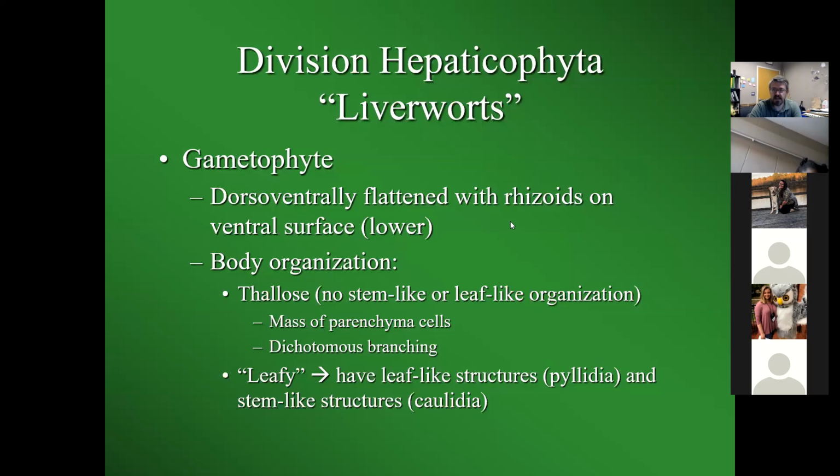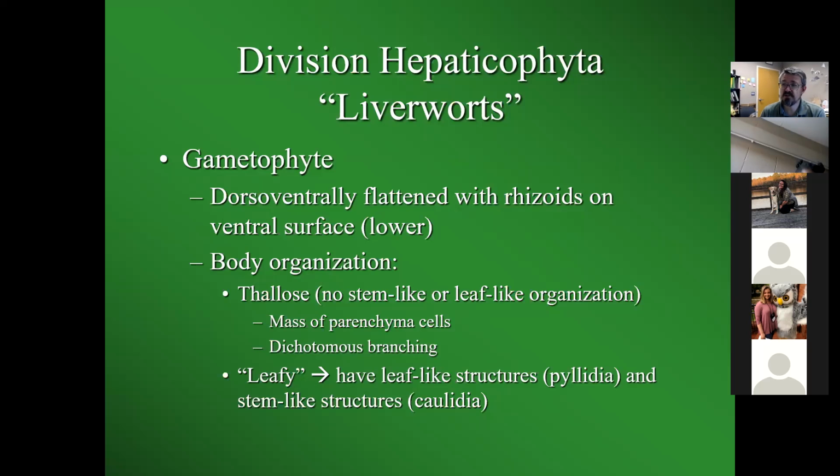Okay, so dorsoventrally flattened, real quick. Dorsal surface is my back, my ventral surface is here. If I'm dorsoventrally flattened, I'm going to be laying on my belly. There are going to be rhizoids on that bottom. So are rhizoids roots? Nope, they're not. So many of our gametophytes are going to be like this. They're going to be laying down, rhizoids on the bottom. This is their dorsal surface.